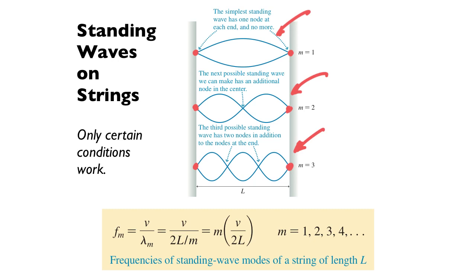And the possible frequencies which you can get of the standing waves on strings, I have f sub m. M is an index variable. Okay, and it takes the values of 1, 2, 3, 4, etc. The only possible frequencies I can get are m times v over 2l, where v is the speed of the wave and l is the length of the string. Those are the only possible frequencies that you can get.